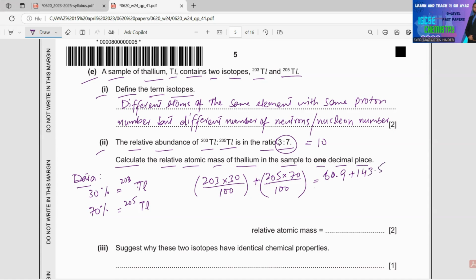Adding up these values. I will add it again, 60.9 plus 143.5, 204.4. 204.4. This will be the final answer.